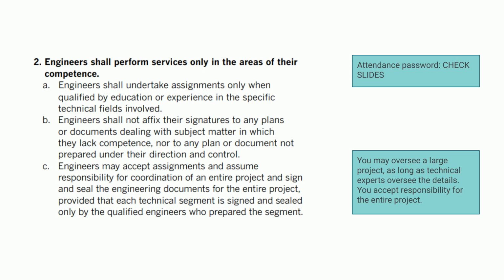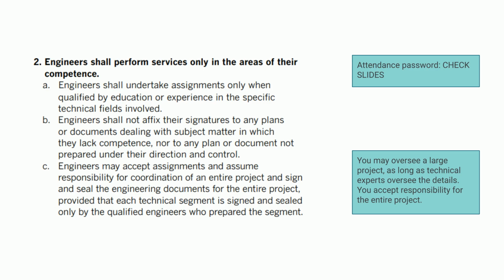It's important, first of all, that the engineer has the competence to do that oversight, to know what's required and what to watch out for in overseeing that project. But that doesn't always require that the engineer is an expert in everything that they're overseeing. Sometimes engineers are overseeing very big projects, and you can't be an expert in everything. So what the Code of Ethics 2C here says is that engineers may accept assignments and assume responsibility for coordination of an entire project and sign and seal the engineering documents for the entire project, provided that each technical segment is signed and sealed only by the qualified engineers who prepared the segment.